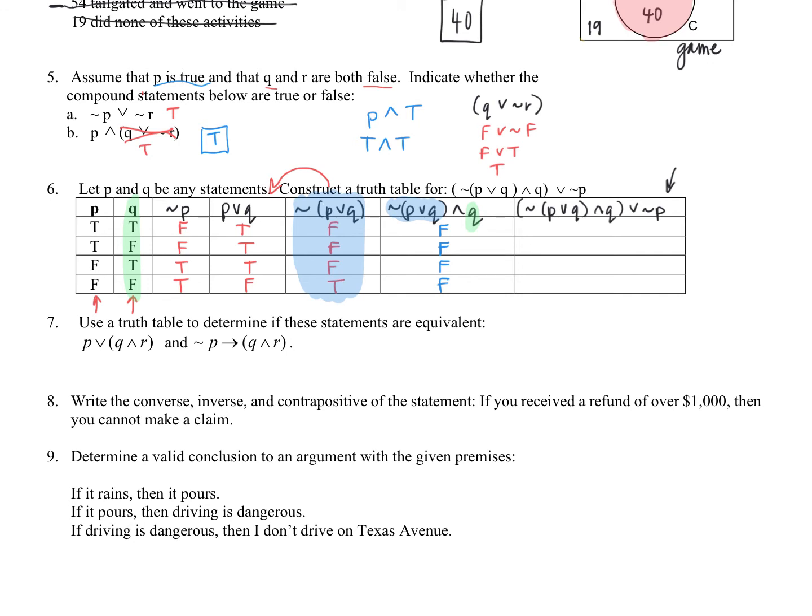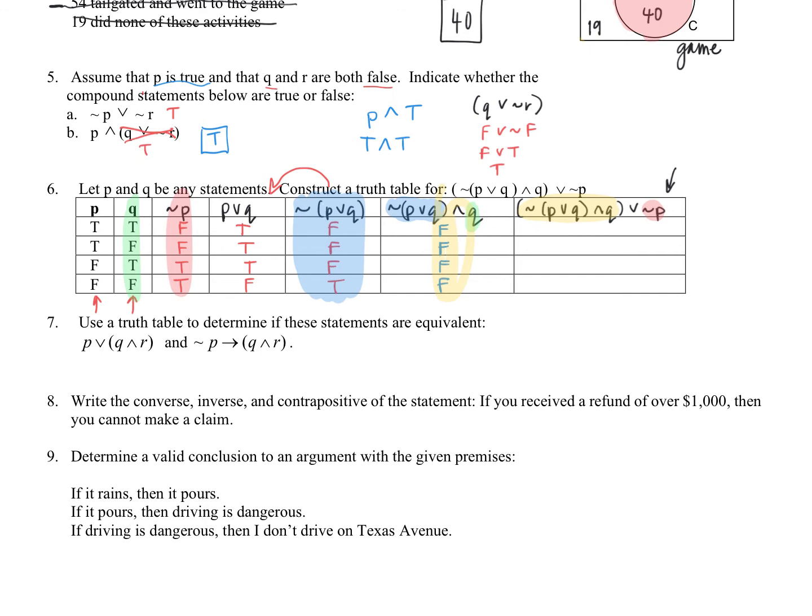Okay, now what we want to look at is this. So what I'm highlighting as yellow is actually this entire column, right? That's that column. And then we want to look at not P. So not P, I'm going to highlight in red. So I'm looking at yellow and red. This is a disjunction. So in order for this to be true, just one of them has to be true. Okay, so if either the yellow or the red is true, then this compound statement is true.